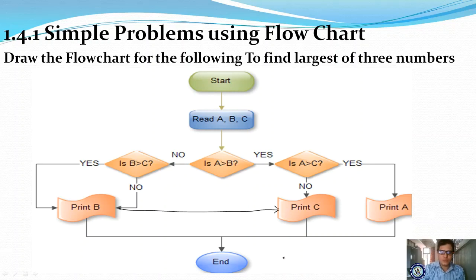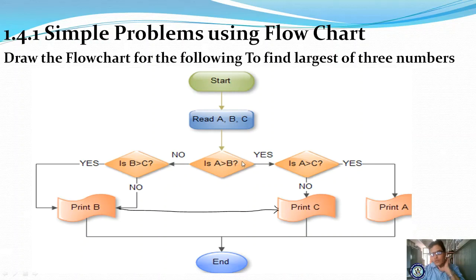Let me explain once again. You are starting your flowchart. After the start, you have to read three values. You are reading a, b, c values. If a is greater than b, it will come here. A greater than c, it will go there and print a. If a greater than c is false, it will come to print c. Afterwards it will come to the end, right?